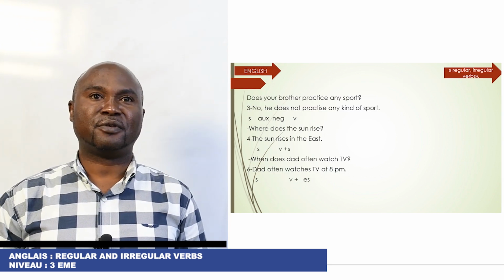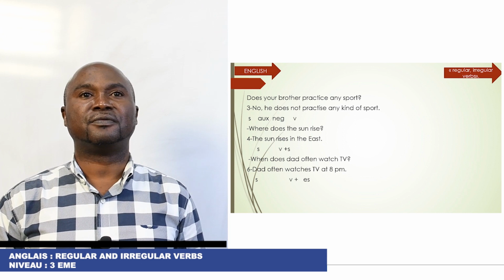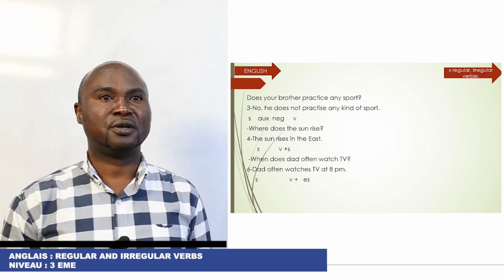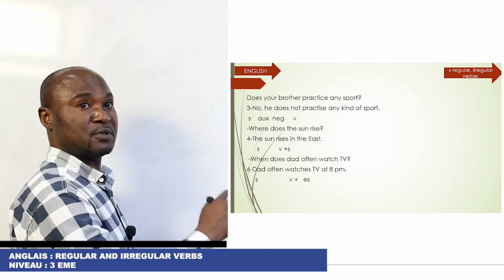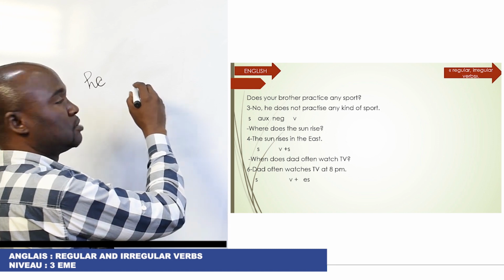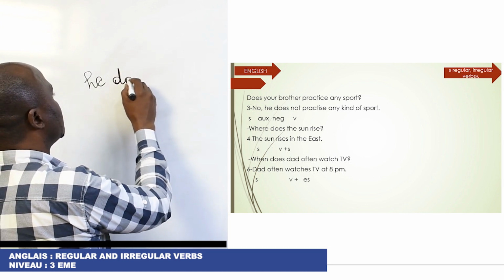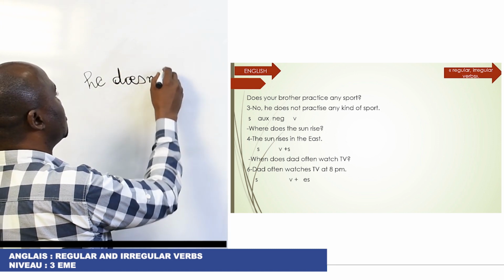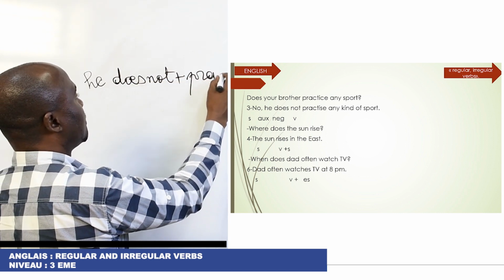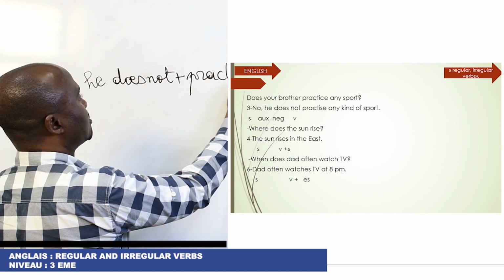Question: does your brother practice any sport? The answer is no, he does not practice any kind of sport. In this sentence, the subject is he, plus the auxiliary does, plus not, plus the verb practice.